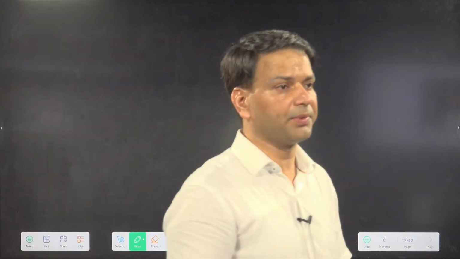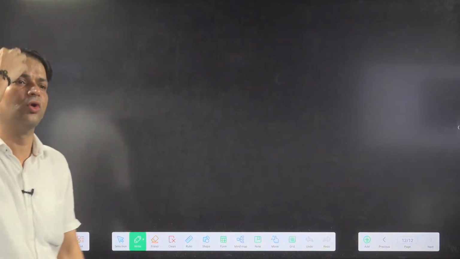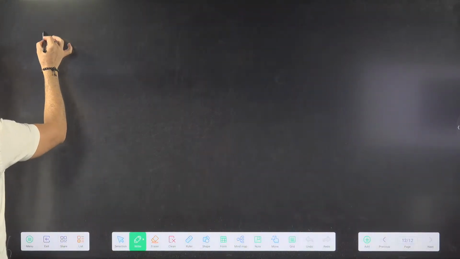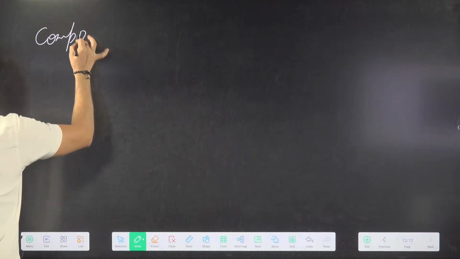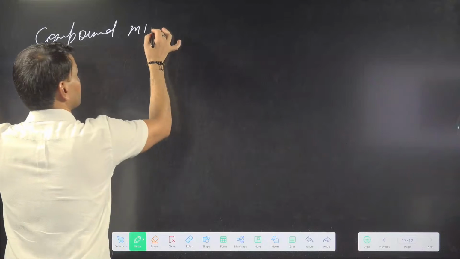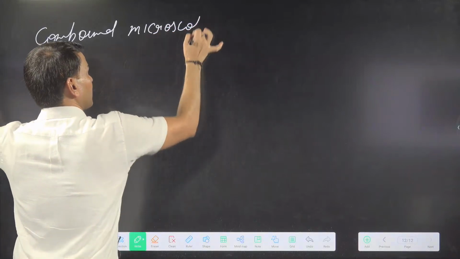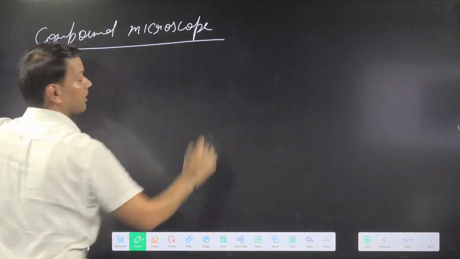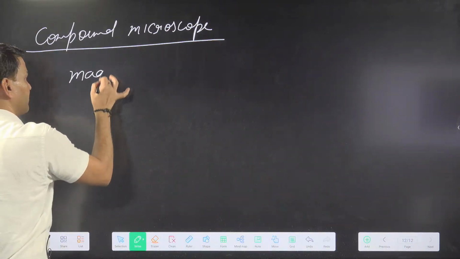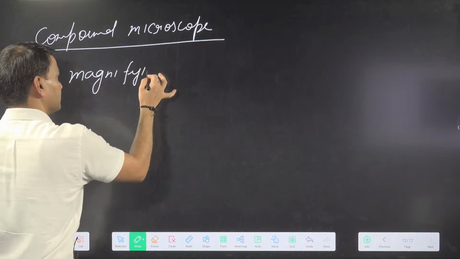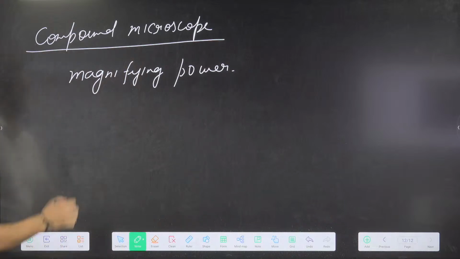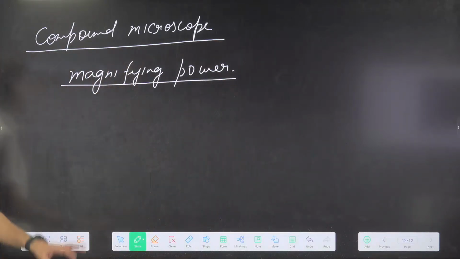Now optical instruments, telescope and microscope. Simple microscope I'm not covering. First I'm writing the formula for all. Compound microscope, magnifying power. Okay, different cases are there.